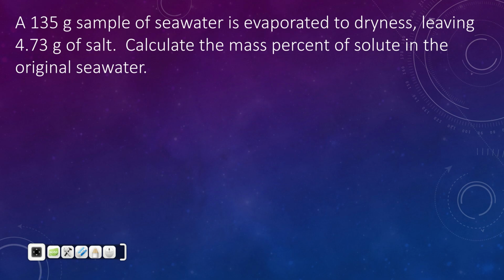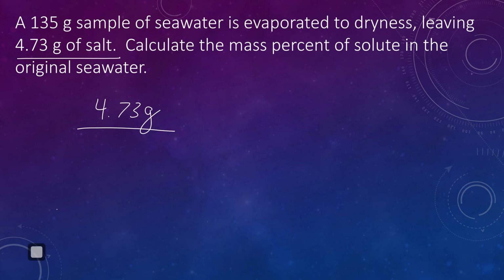All right, 135 grams of seawater is evaporated to dryness, leaving 4.73 grams of salt. Calculate the mass percent of solute in the original seawater. So again, context, context, context. Okay? My solute is the salt. I have 4.73 grams of salt. I have 135 grams of the seawater. Okay? 135 grams sample of seawater, that is the total amount.